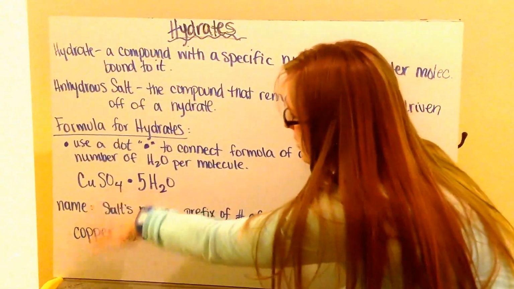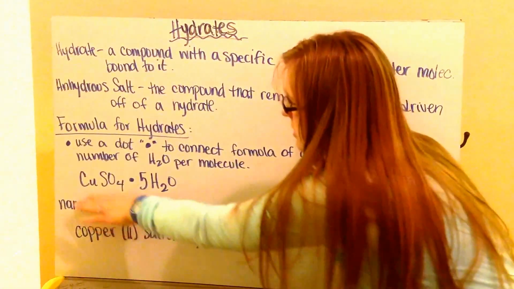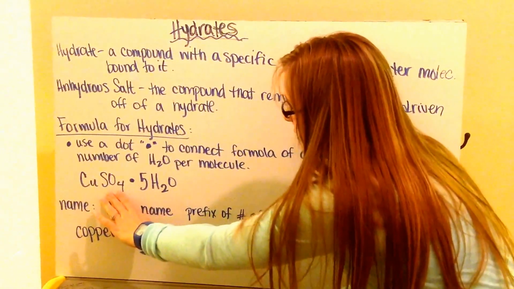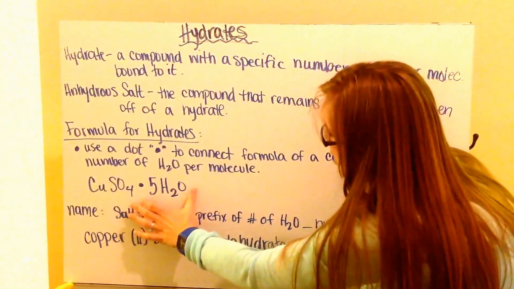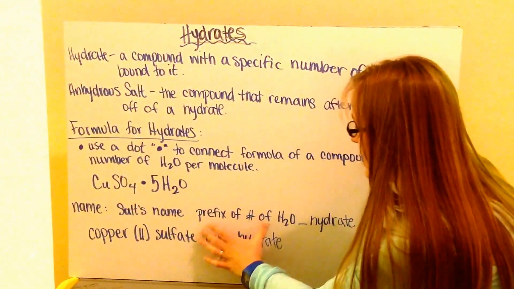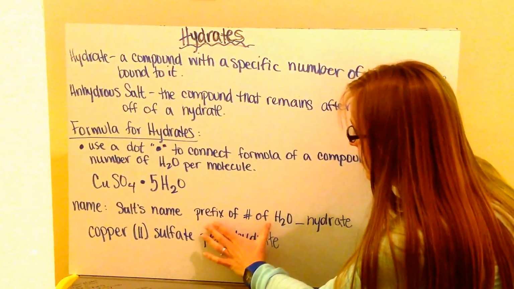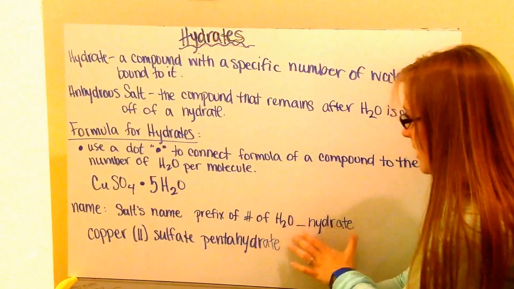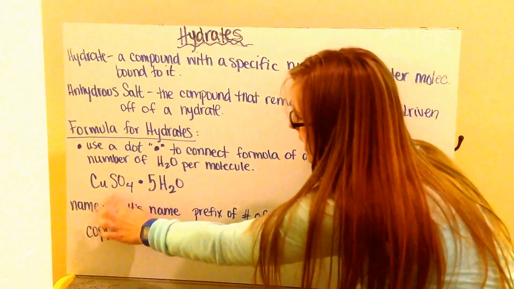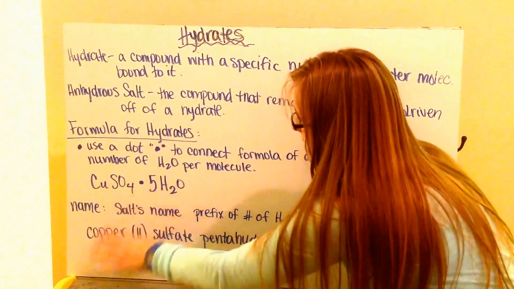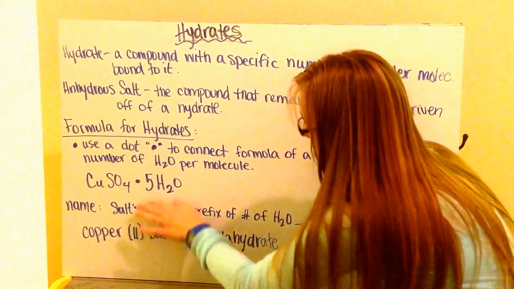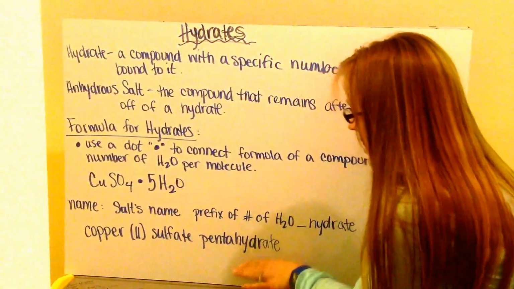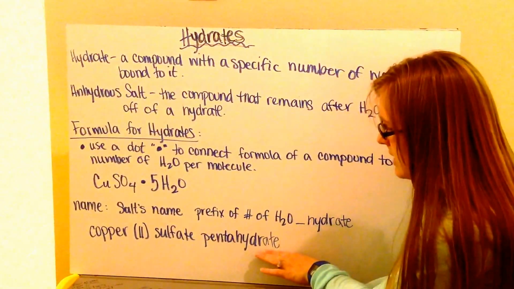To name a hydrate, I take my salt's name just like I normally would, so I have copper(II) sulfate here. Then to name the amount of waters attached to it, I take a prefix equal to the number of waters, so 5 here is penta, and then for my water I write hydrate. So copper(II) sulfate is my salt, and then 5 waters gives me pentahydrate, with my ate ending.